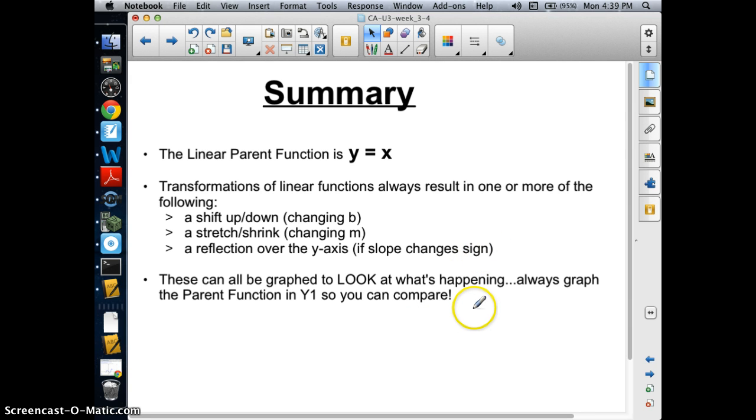Lastly, these can all be graphed. You have a graphing calculator, so use it. Look at what's happening. Don't try and guess just from the equation. Always graph the parent function in y1. That way, when you put the new function that you're trying to figure out in y2, you can compare it to the original right there on the same graph and see how it's different.